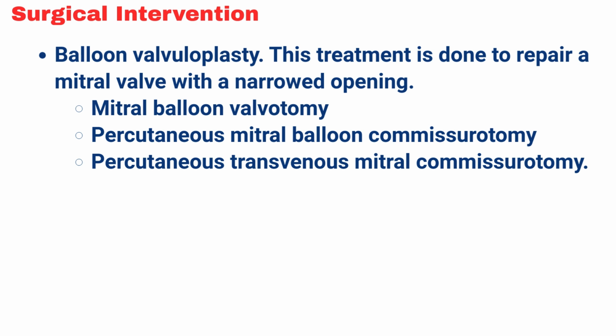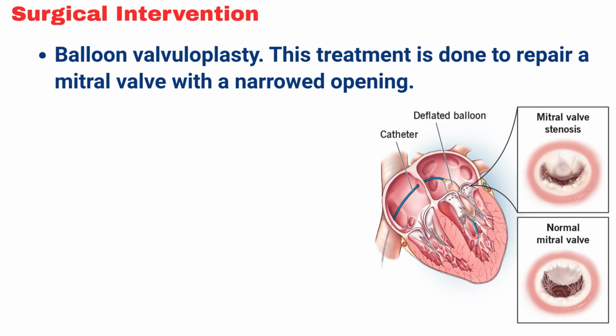Balloon valvuloplasty is done to repair a mitral valve with a narrower opening. It is also called mitral balloon valvotomy, percutaneous mitral balloon commissurotomy, or percutaneous transvenous mitral commissurotomy. Balloon valvuloplasty uses a flexible tube called a catheter and a tiny balloon. The doctor inserts the balloon-tipped catheter into an artery, usually in the groin. It is guided to the mitral valve. The balloon is then inflated, widening the mitral valve opening. The balloon is deflated, then the catheter and the balloon are removed.